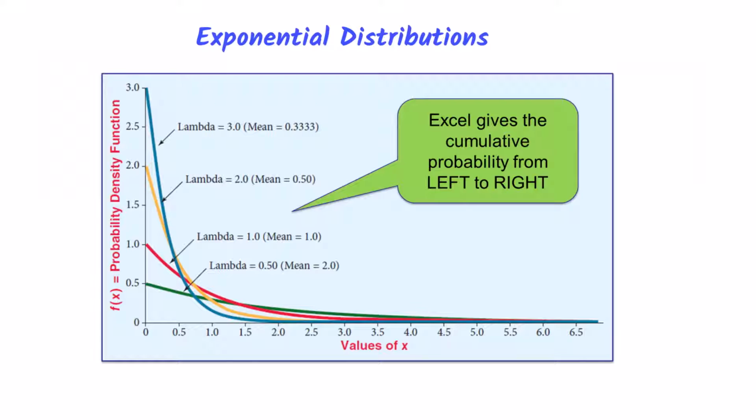So what does the exponential distribution look like? So as this picture shows, it kind of looks like a ramp with different levels. As we saw earlier, the mean is just 1 over lambda. So as lambda gets smaller and the mean increases, the ramp gets flatter in the shape of our exponential distribution. So like all distributions that we've been working with in Excel so far, it always gives the cumulative probability from left to right. This is something that's pretty consistent within Excel.